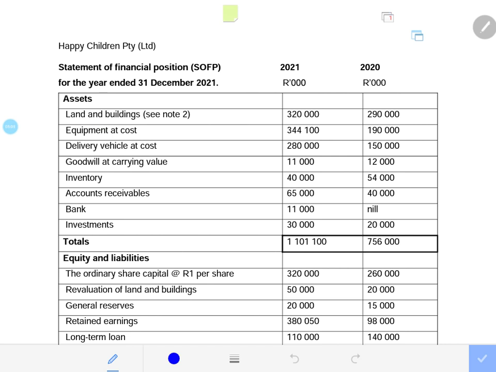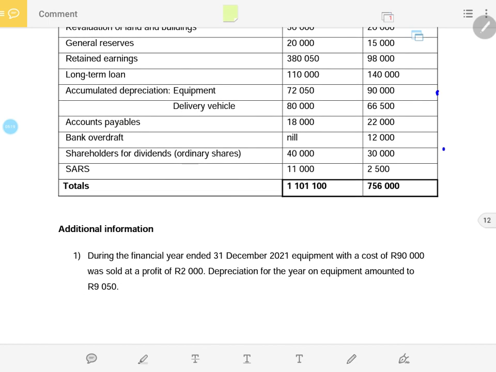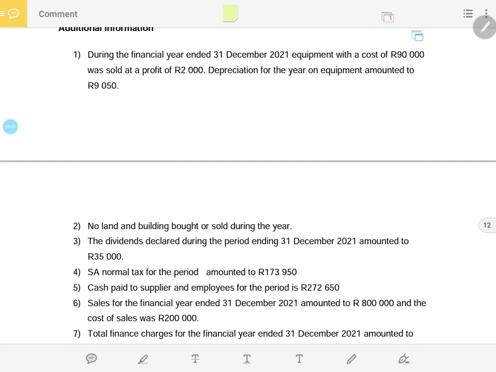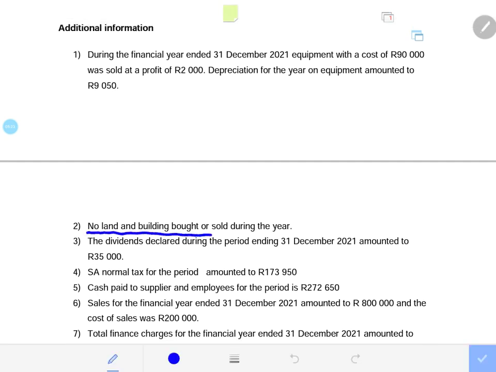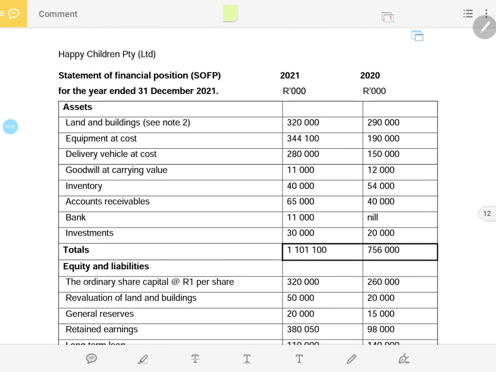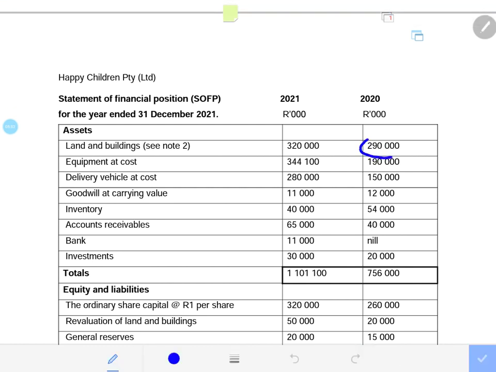So now when it comes to land and building, we are provided with note number 2, and you'll see that I made a few adjustments for those who have seen the original question. There is no note number 2 there. Let us see what note number 2 has in store for us. No land and building was bought or sold during the year. What does that mean? It means the difference between the 290,000 rands and the 320,000 rands is not because we have bought more land or building, but because of what is called the revaluation surplus.